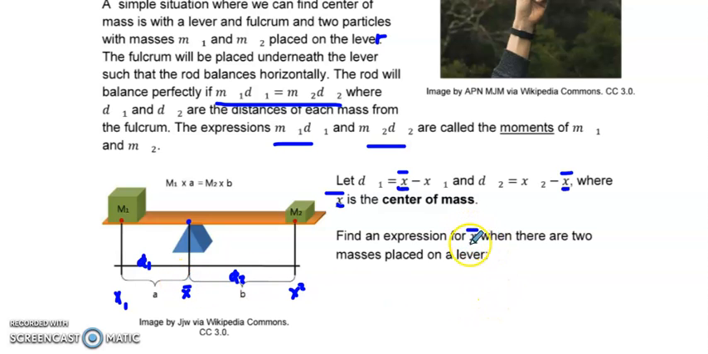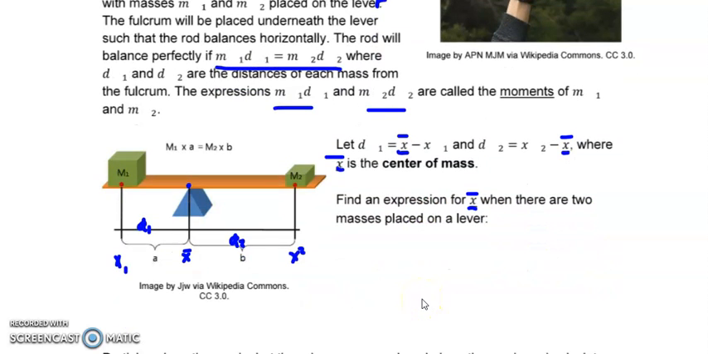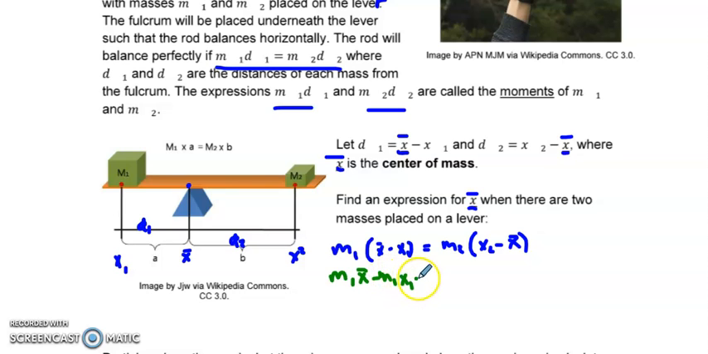So if we want to find an expression for just x bar, where there are two masses placed on the lever, here's how we're going to do it. We know that m1 times d1, where d1 is x bar minus x1, has to equal m2 times d2, where d2 is x2 minus x bar. And then we can do a bunch of algebra to sort this out, but it basically means distributing here m1 x bar minus m1 x1 equals m2 x2 minus m2 x bar.